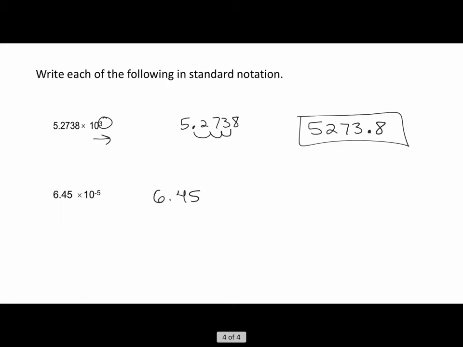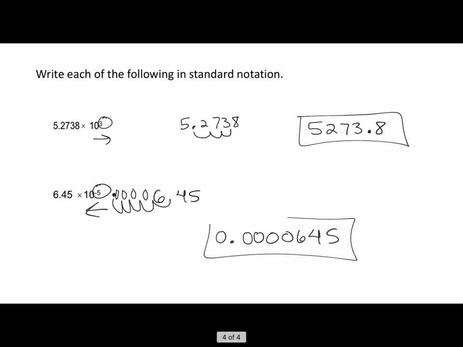Our next example, we've got 6.45 times 10 to the negative 5. That means we're going to move the decimal to the left 5 times. So 1, 2, 3, 4, 5. And put the decimal there. So anywhere where we don't have a digit in the place, we have to add a 0. So we're going to add a 0 for all of those places, making that point 0, 0, 0, 0, 6, 4, 5. This is the standard notation of this number. It's no longer being multiplied by 10 to a power.